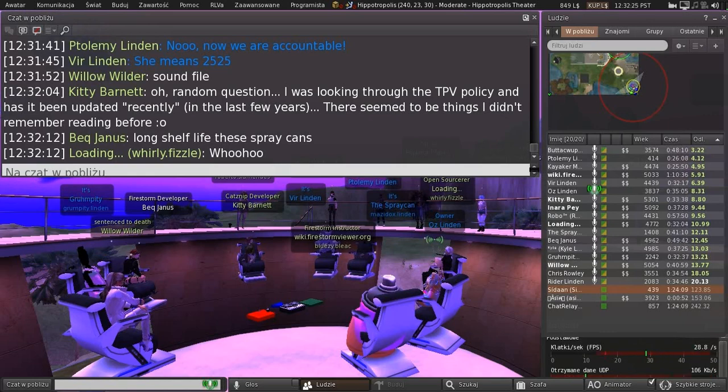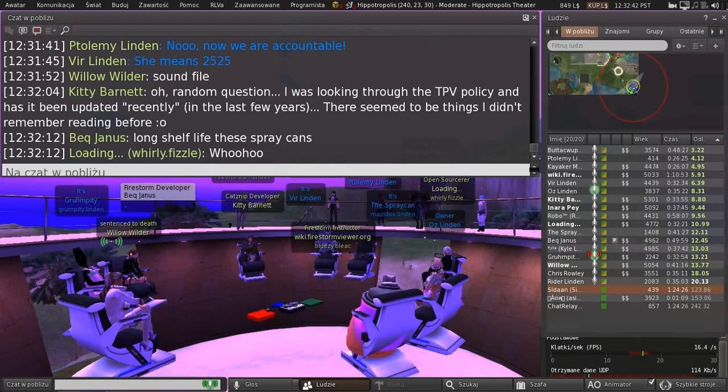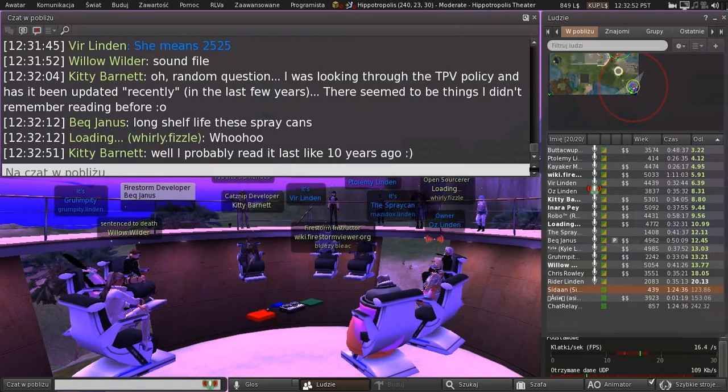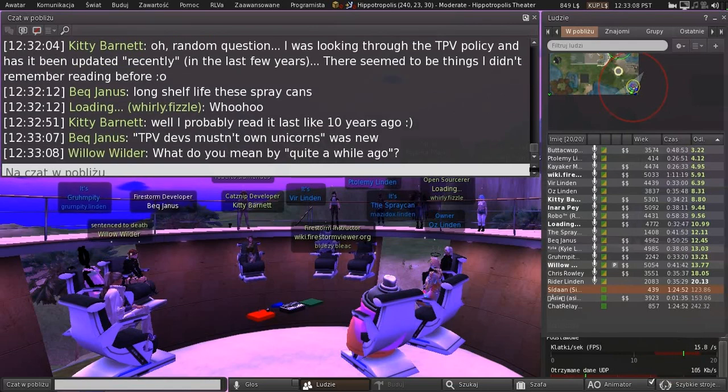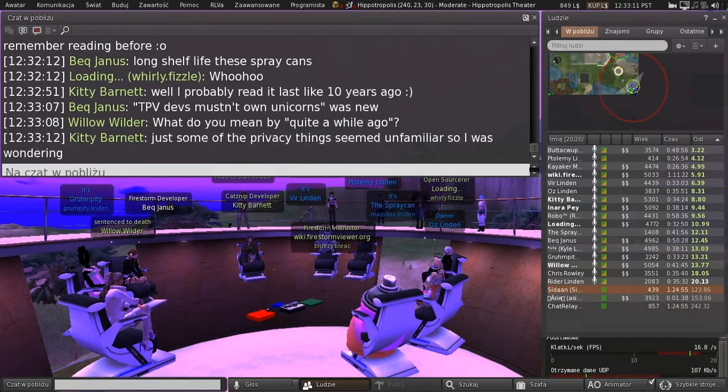Kitty, if somebody has changed the TPV policy text, they didn't tell me about it. It's been quite a while since we did anything with that. Which is not to say it didn't happen, just that they didn't tell me. I mean, what do you mean by last few years? Yeah, few years is pretty vague. I think the last change was... No, I'm not gonna guess. It was quite a while ago.